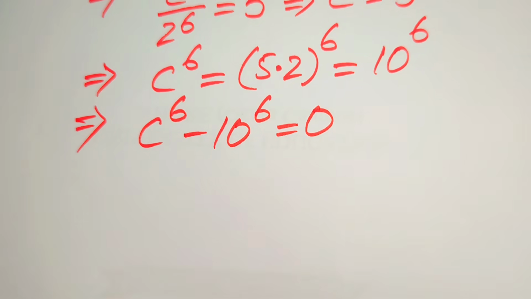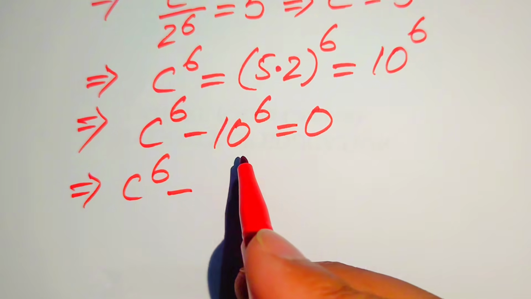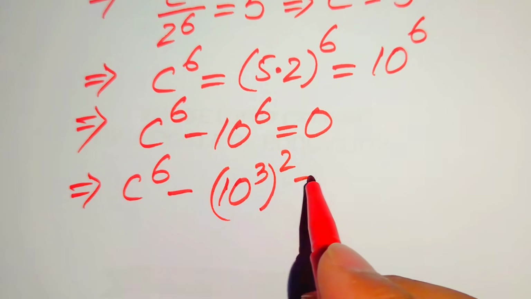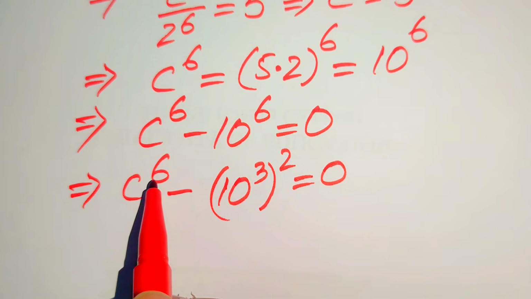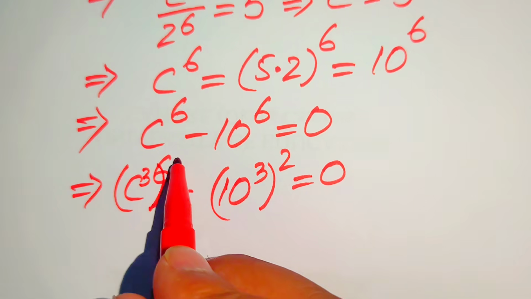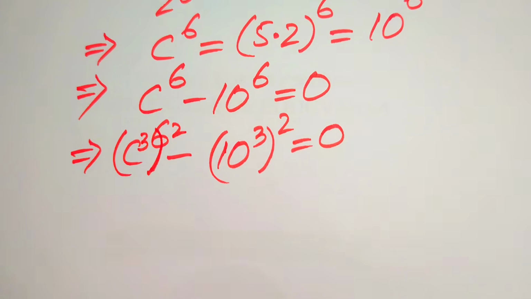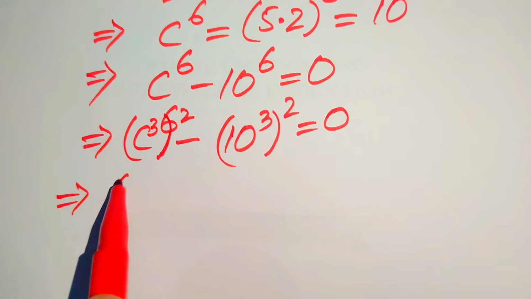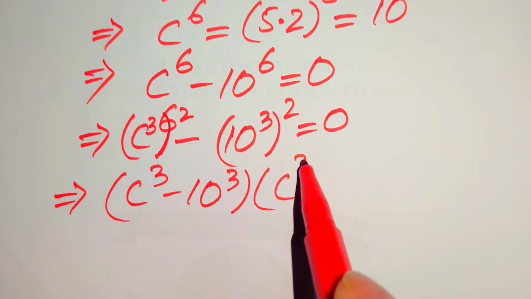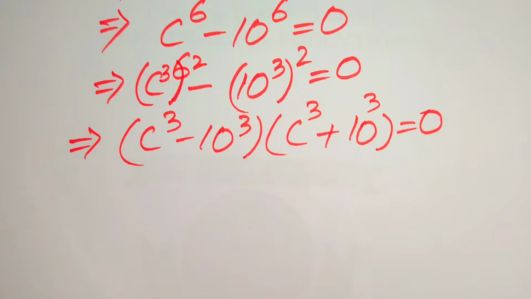And now here we rewrite this equation in this form. This is c to the power of 6 minus this is 10 to the power of 6. We write it as (10 cubed) whole square and this is equal to 0. In the same pattern, we write this c to the power of 6 as (c cubed) whole power 2. So here we use the nice algebraic formula. According to that, we write it as c cubed minus 10 cubed into c cubed plus 10 cubed, and this whole equation is equal to 0.